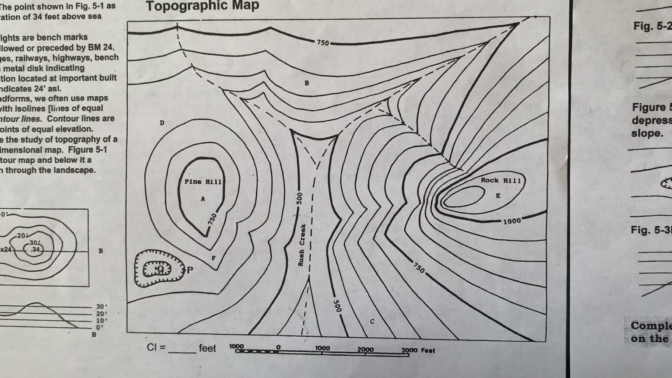Question number 11 is about the rise. The rise, this is the maximum elevation minus minimum elevation. And you have to put it here once you calculate them.